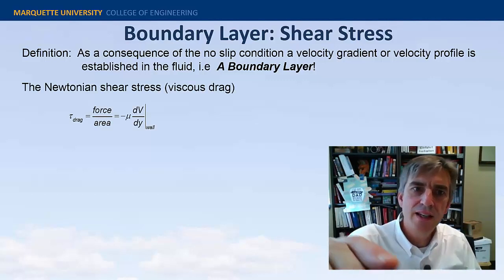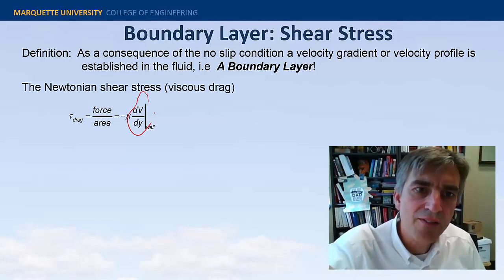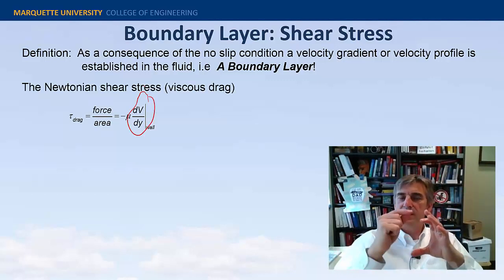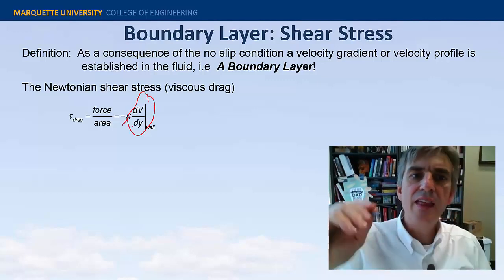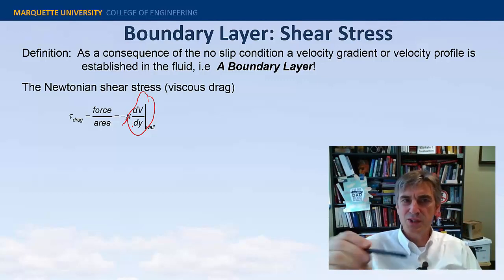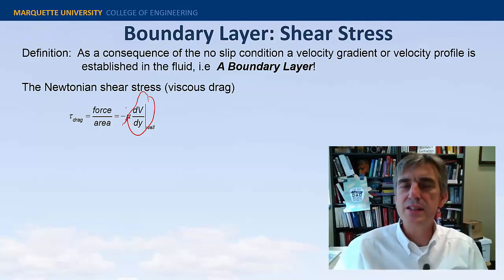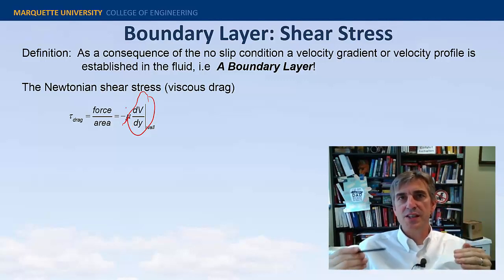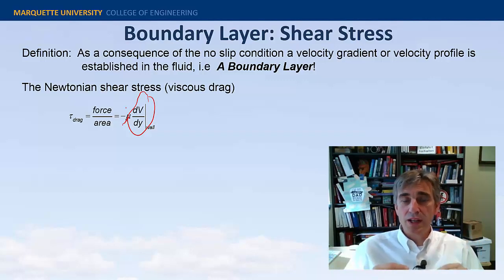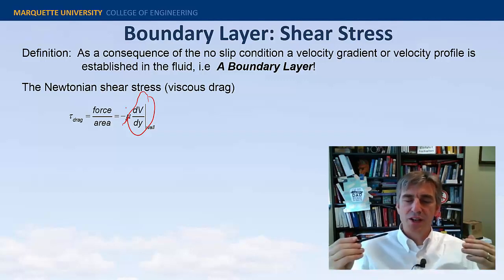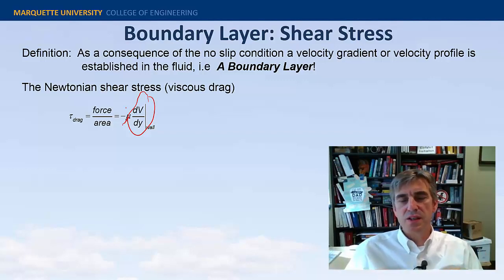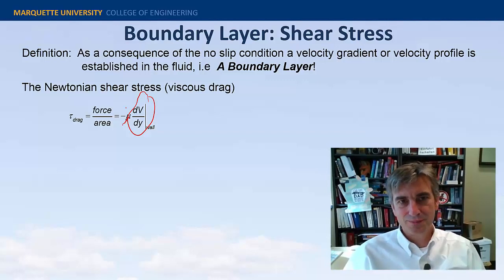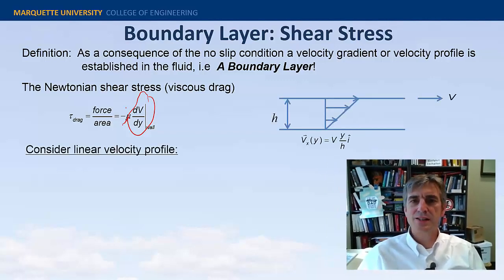So here's the idea. It's the gradient of that velocity, that change in velocity with respect to y, times some viscosity that leads to this friction. It was actually Newton that observed that shear stress is proportional to the gradient of velocity, and then viscosity was just a term that we threw in there to make the units work. So consider a linear velocity profile.